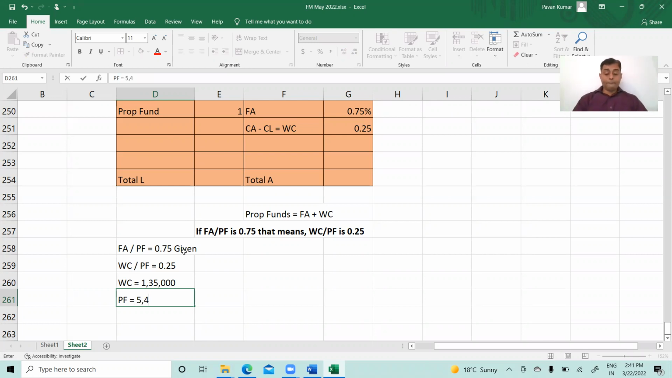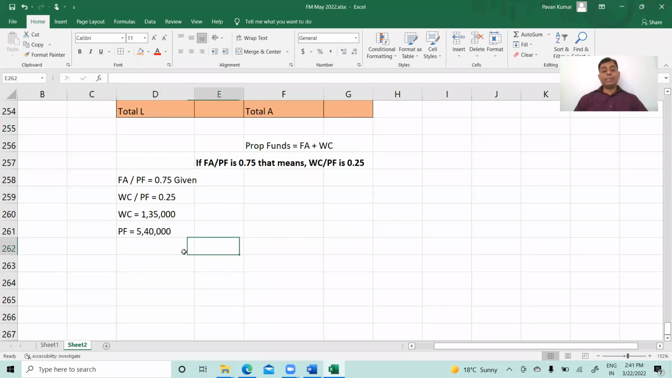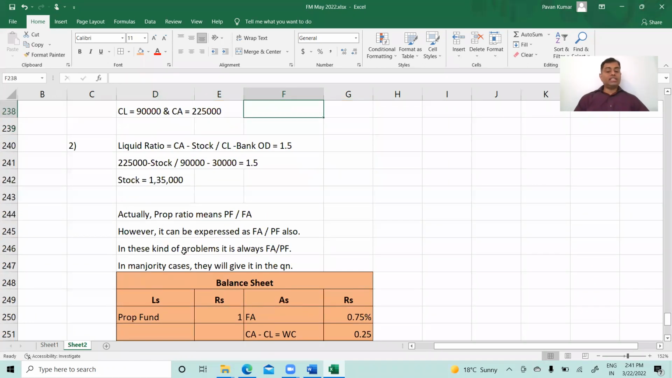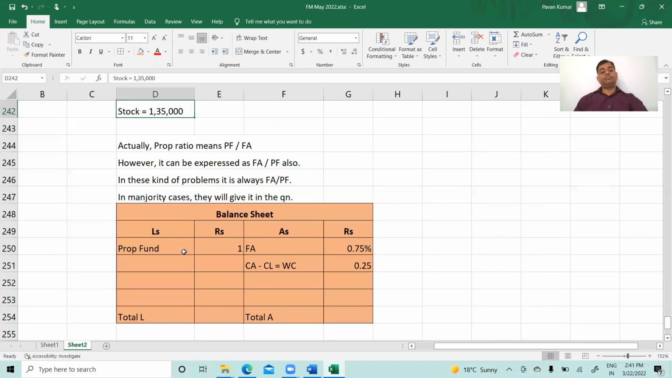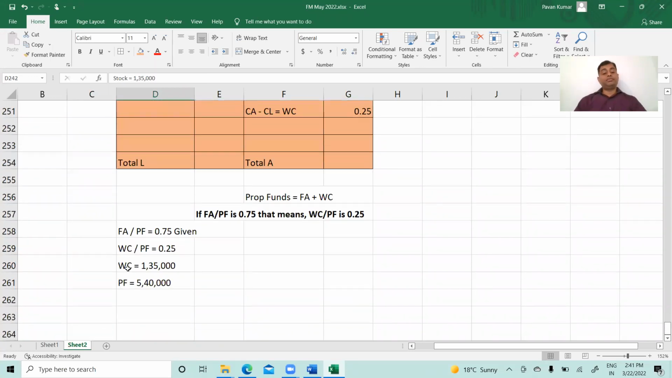Is it 540? Yes, sir. Guys, all of you understand proprietor funds is 540. This is our step 3. So what is our step 1? Using working capital and current ratio, we calculated current assets and current liabilities. Step 2, using liquid ratio, we calculated stock. Now step 3. This is the most crucial part of the problem. Then the problem is over.